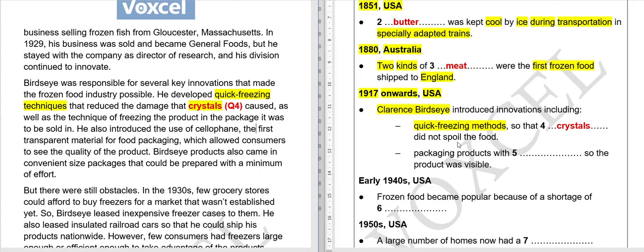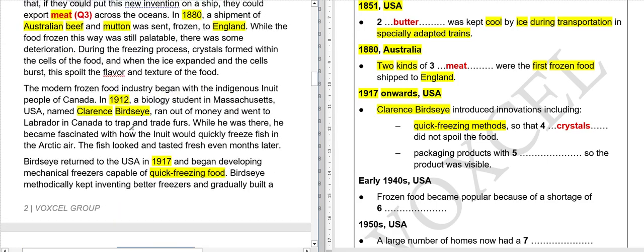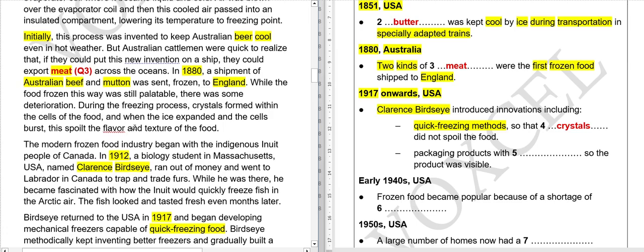They did not spoil the food. Here they have written, reduced the damage. Let me mark it: reduced the damage that crystals caused. So if something is causing damage and we are trying to prevent it, obviously they are spoiling the taste of the food.